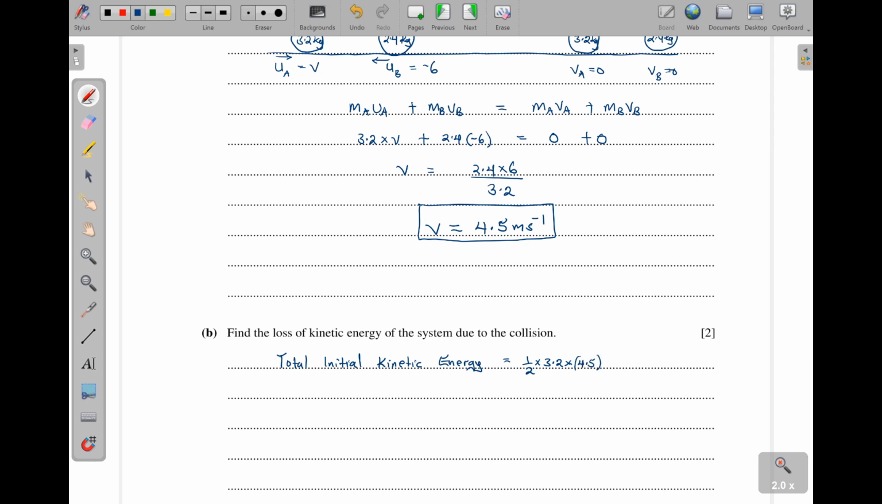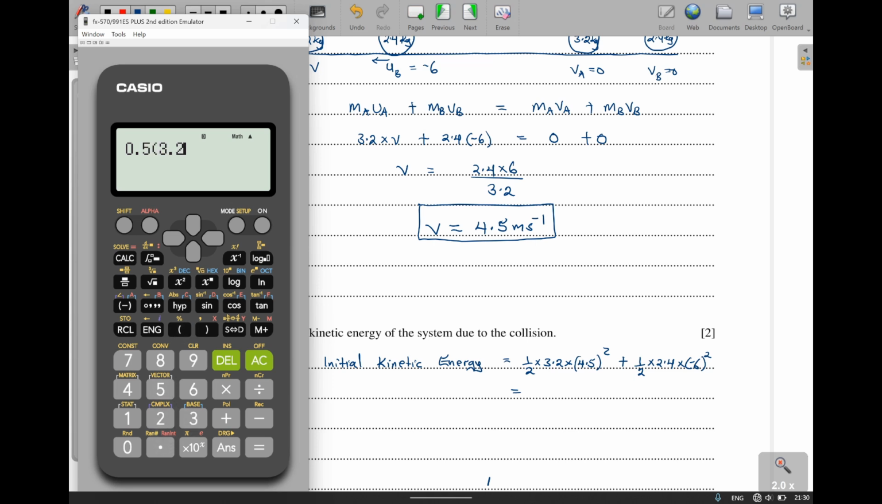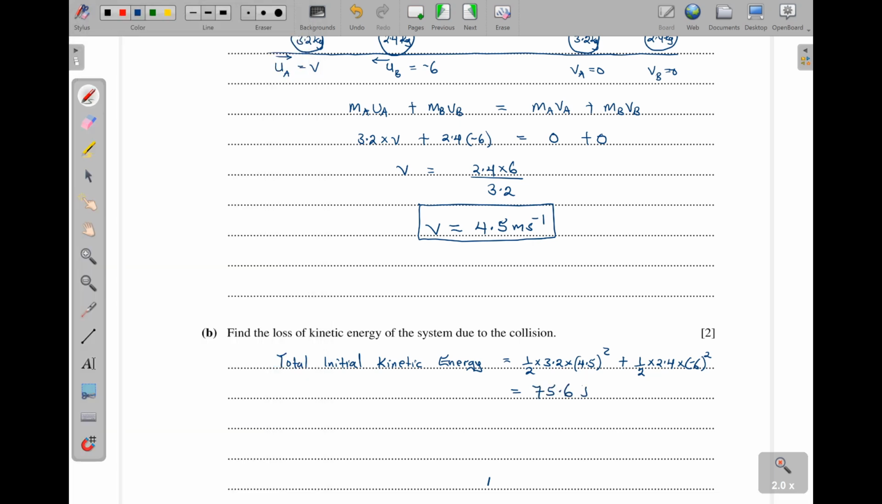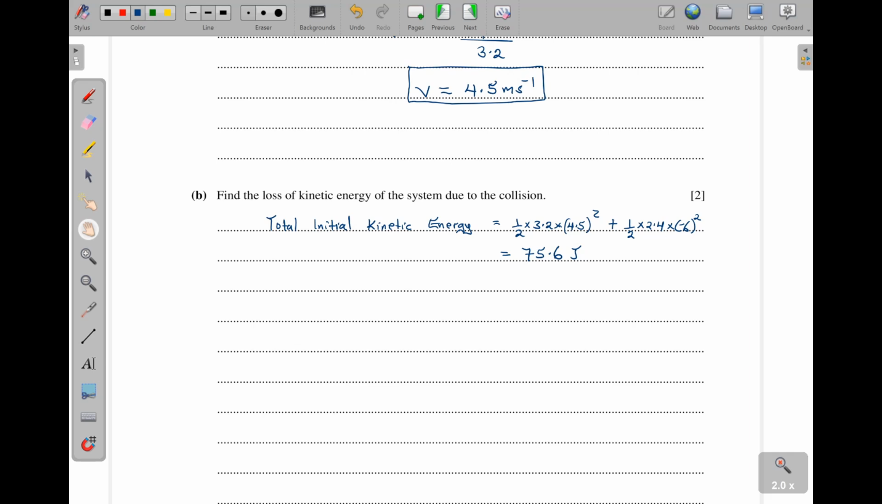So a half, the mass of A is 3.2, its velocity is 4.5. We have found it, so we square this, and then we add the kinetic energy due to the movement of B, which is a half times m, which is 2.4, and its velocity is -6. So you put -6 here and then you square. So here, what do we get? 0.5 times 3.2 times 4.5 squared. I will even add the other one, 0.5 times 2.4, then times 36. And that will give us altogether 75.6 joules.